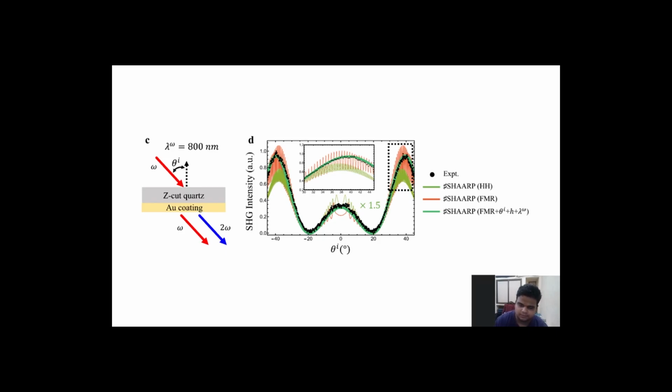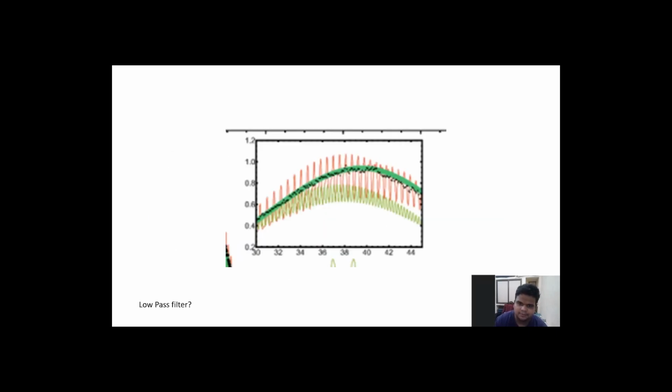And okay, continue forward. One can say that this is a result we get off the top of the mind: if you take the regular FMR, it doesn't really have those spikes at very high frequency.